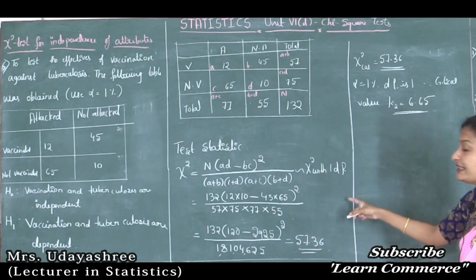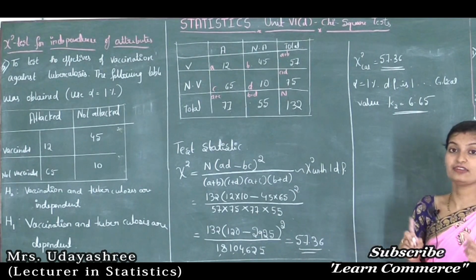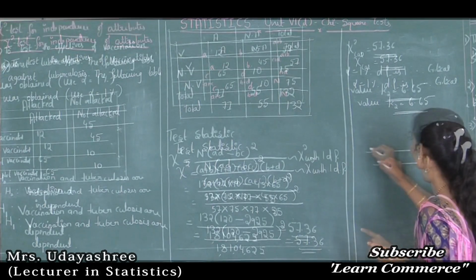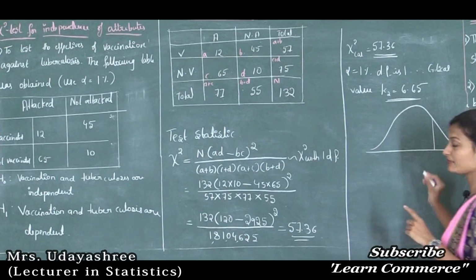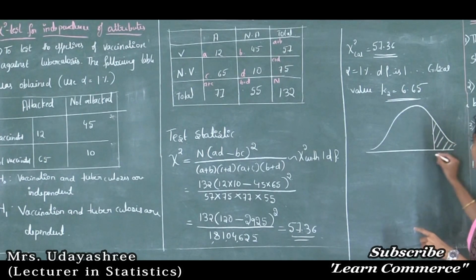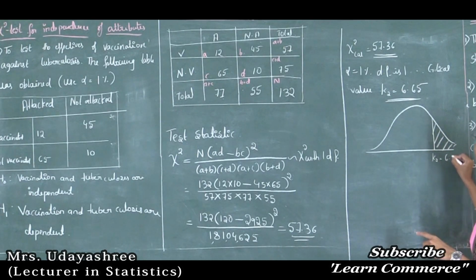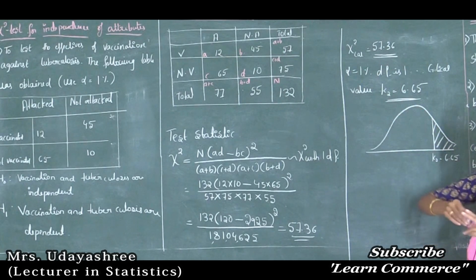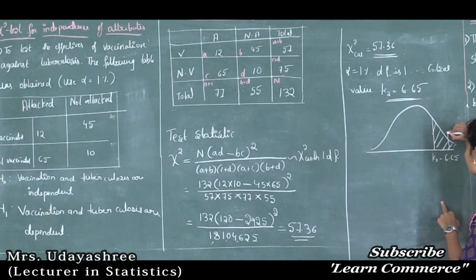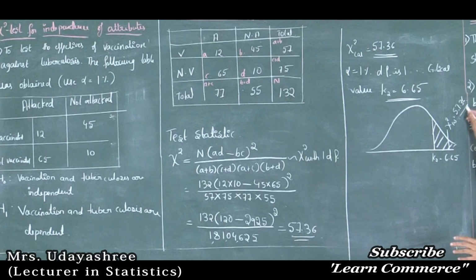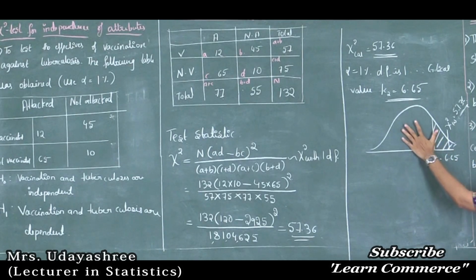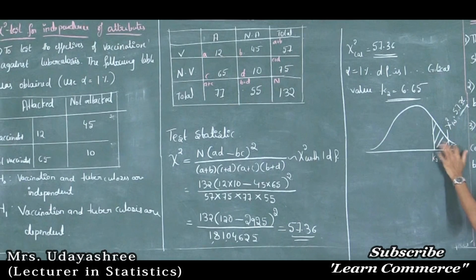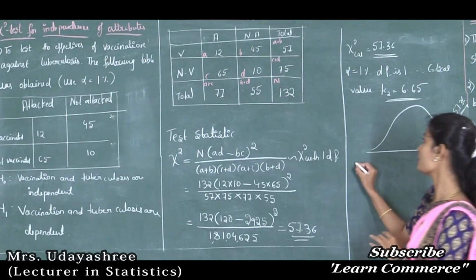And upper tail test in the sense of right tail test. If it is a right tail test, the rejection region is located at the right tail of the probability curve. So this is the rejection region and here the K2 value is 6.65. And the calculated value is 57.36, that comes here. This is the rejection region and this is the acceptance region. The calculated value lies in the rejection region, therefore H0 is rejected.